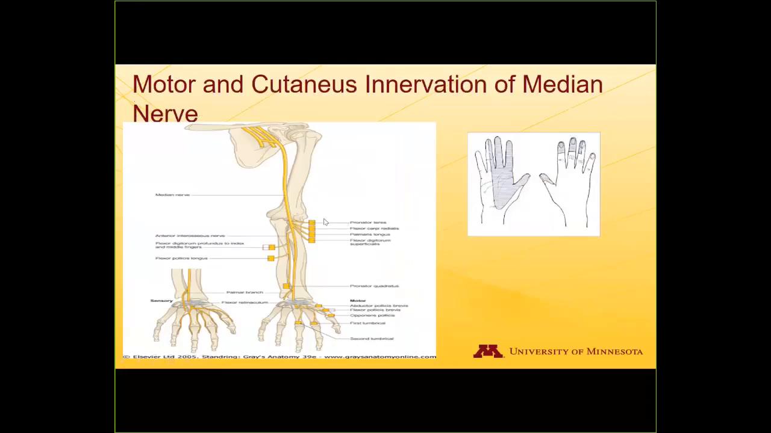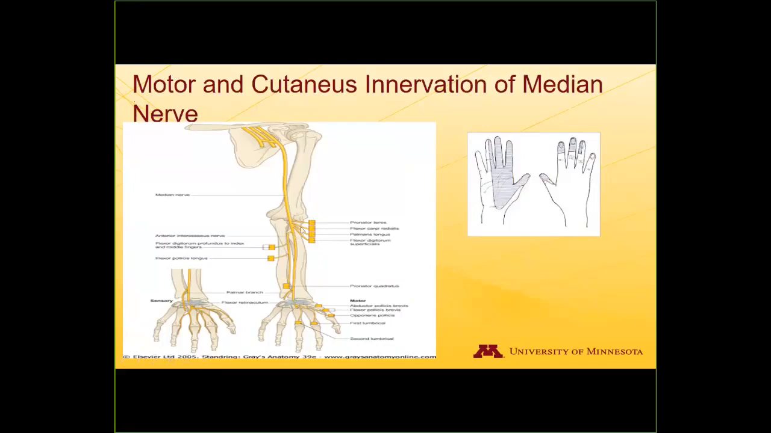The first one being pronator teres, that comes across here. You can't see that. Then the flexor carpi radialis, which comes down here. And then palmaris longus, which comes down here and inserts into the palmar aponeurosis. And then flexor digitorum superficialis. Okay, so it innervates those three things first.